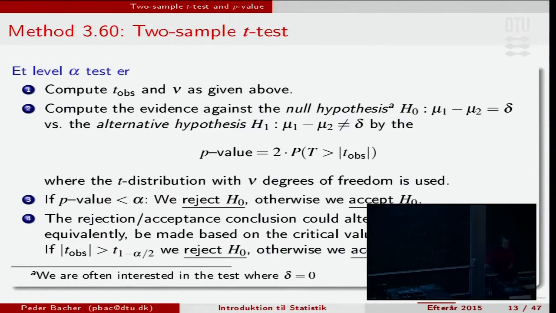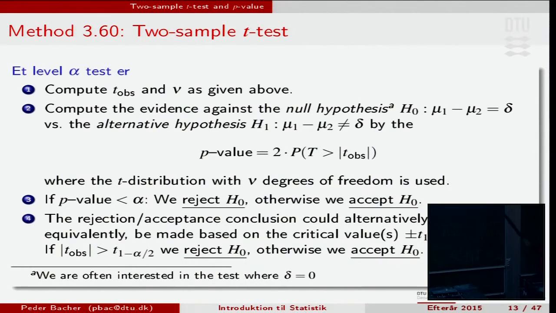All right. Then you have this method box in the eNotes that steps you through how to make a two-sample t-test. So, compute the observed t-distribution test statistic, the t-value, and the degrees of freedom, and then calculate the p-value, and then compare it to alpha. And if it's below alpha, we can reject the null hypothesis. Otherwise, we say that we accept it.